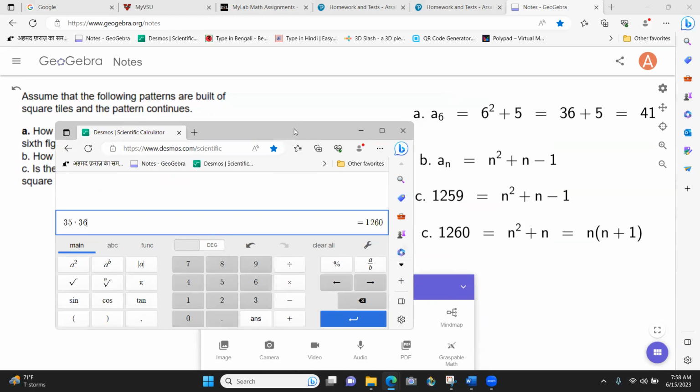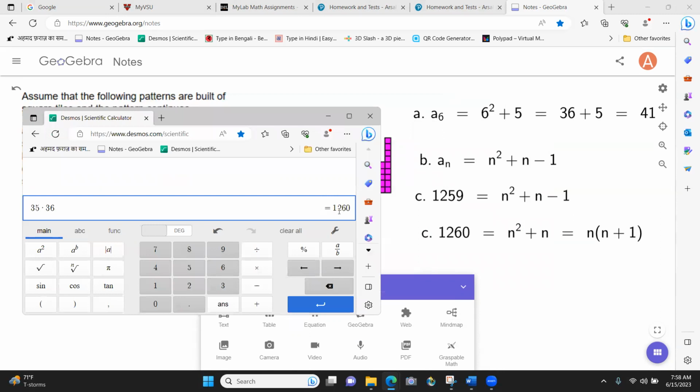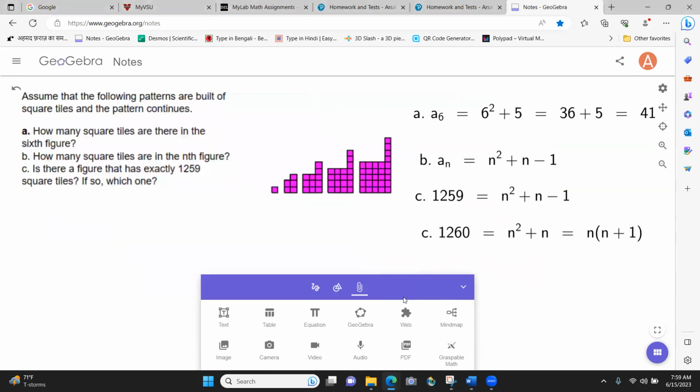Now, it's a nice technique, guys. If you don't get it, and you did 35 times 36 and got something a little bigger, then the answer would be no, there isn't one. But now there is one. So I would say n has to be 35 because 35 times 35 plus 1, which is 36, is 1260. So I'm going to say n is 35. It's a nice problem.